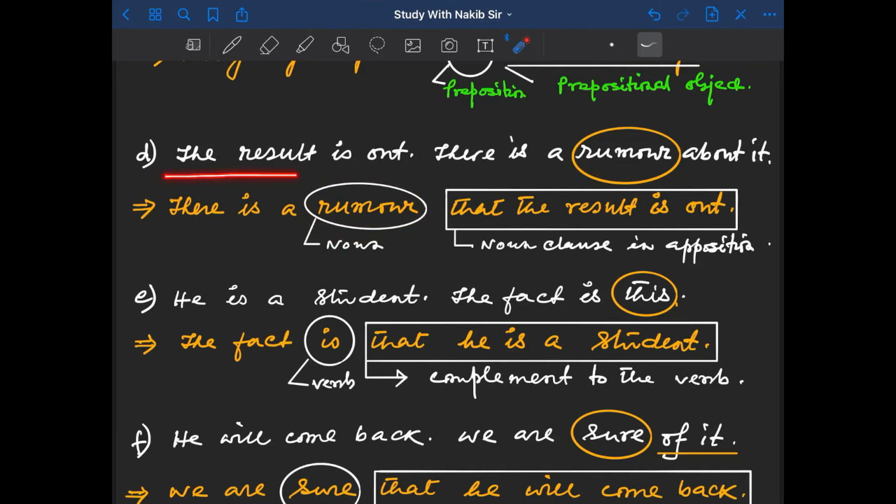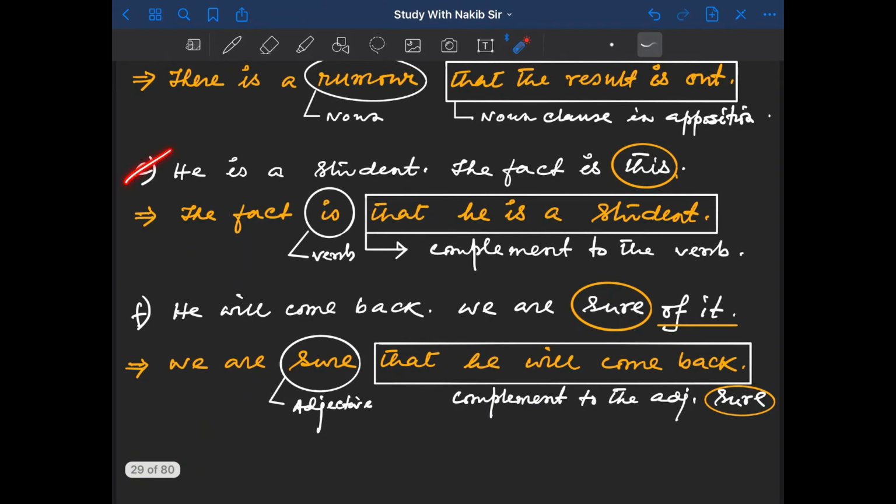And this part is the answer to the question that the result is out. This is a noun clause used here as an apposition to the noun rumor. Anyway, your combined sentence is there is a rumor that the result is out. Okay, so combine this type of sentences this way. There is a rumor that the result is out. Okay, now the next example, this.